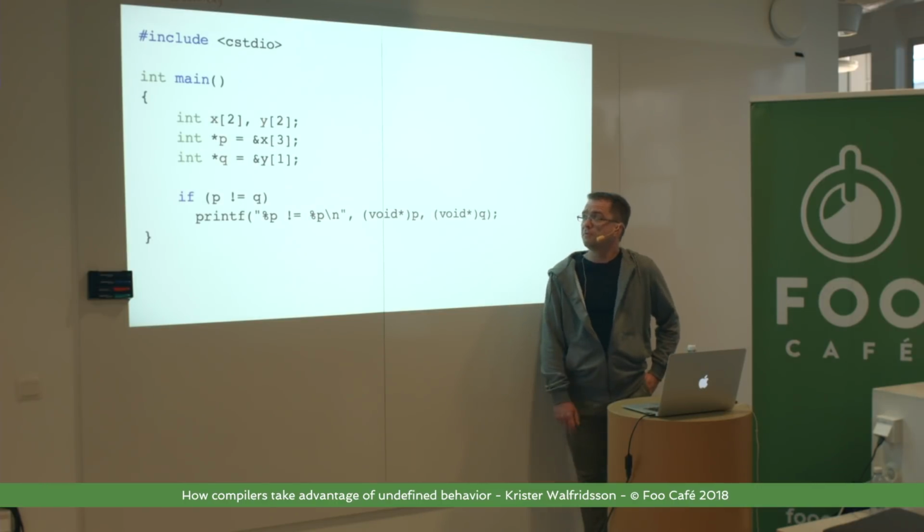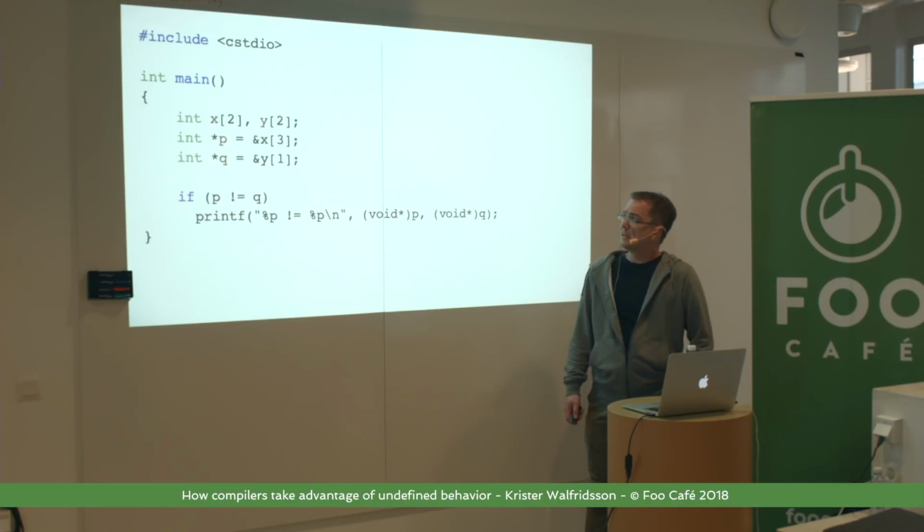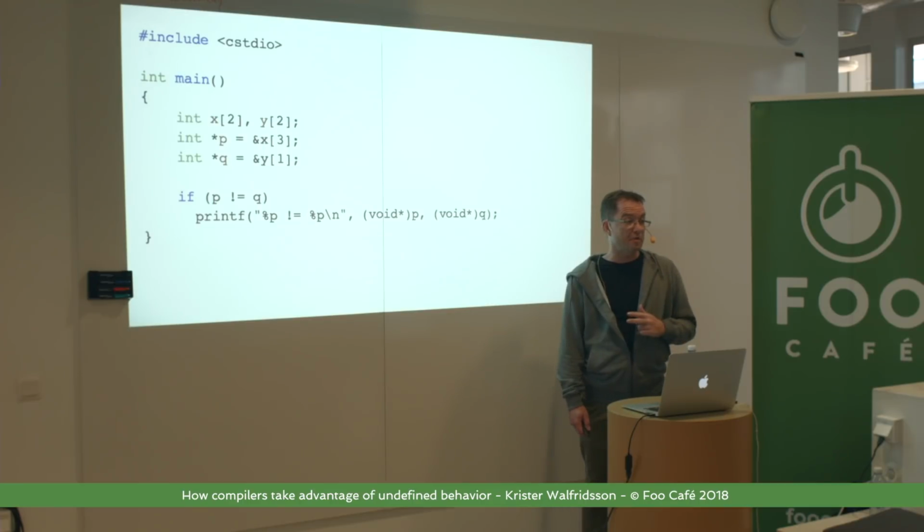We have a function here where we have two integer arrays, x and y, and we take the address of two elements of them. And as you noted, for p, we are out of bounds. So as GCC lays them out in memory, they will actually point to the same address.